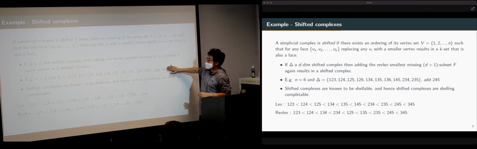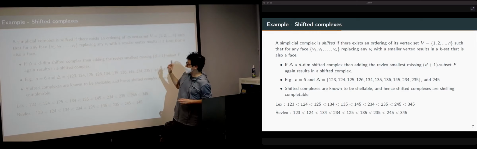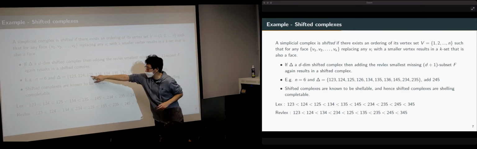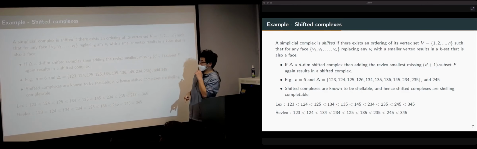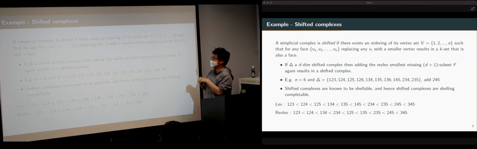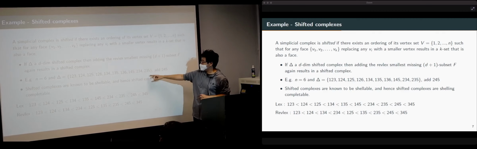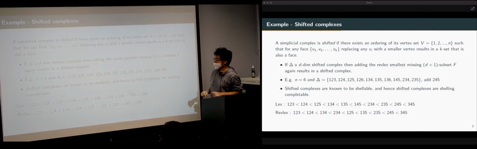Then, given a shifted complex, for example, this is a shifted complex because, for example, you have 1, 4, 5, and replacing 4 with any of the smaller elements, say 2 or 3, gives you something that is already inside the complex. So 1, 2, 5 and 1, 3, 5 are inside the complex. Given a shifted complex, you look at the revlex minimum missing set. Here 2, 4, 5 is actually the smallest that is missing. Then what happens is that if you add that, it is still a shifted complex.